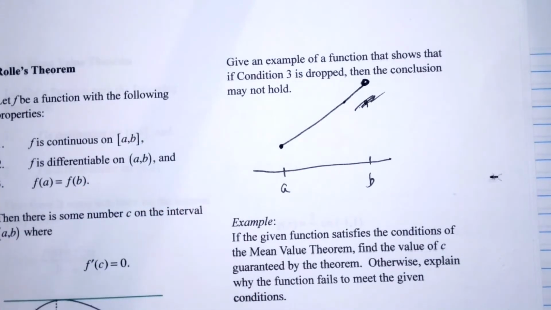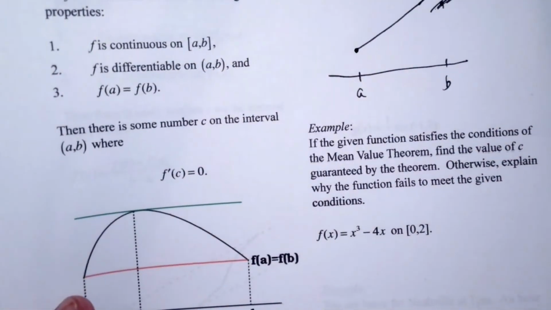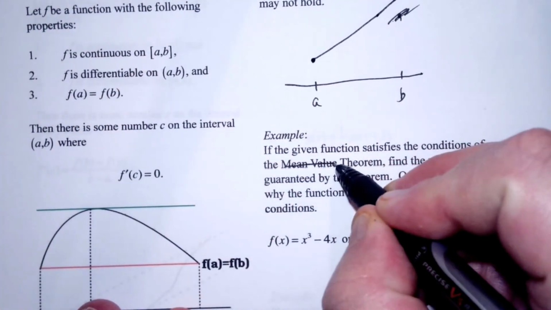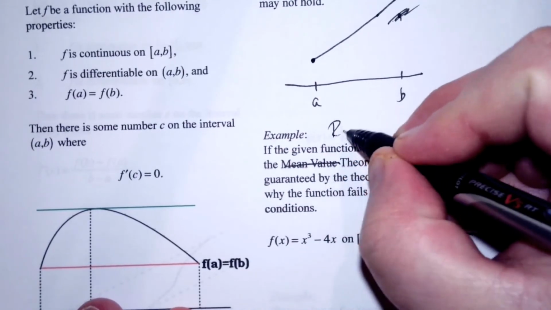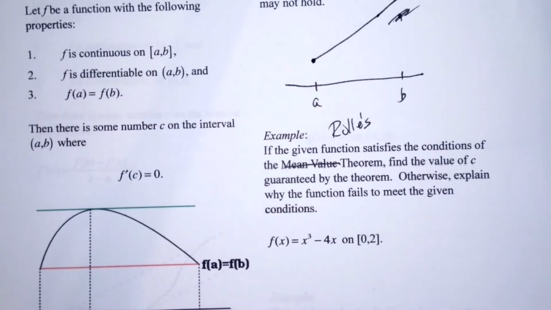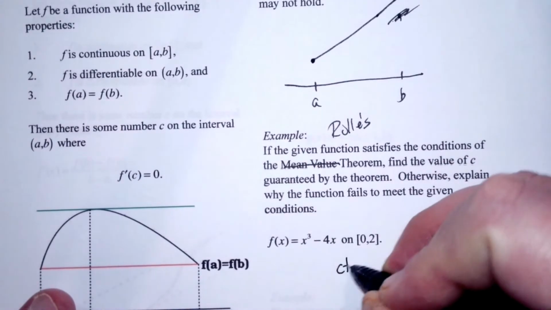Alright, let's take a look at this example. It should not say mean value theorem, it should say Rolle's theorem. If the given function satisfies the conditions of Rolle's theorem, find the value of c guaranteed by the theorem. Otherwise, explain why the function fails to meet the given conditions. Alright, so what we need to do is check the three conditions. Is the function continuous on the closed interval from 0 to 2? Well, it's a polynomial, so it is continuous everywhere.